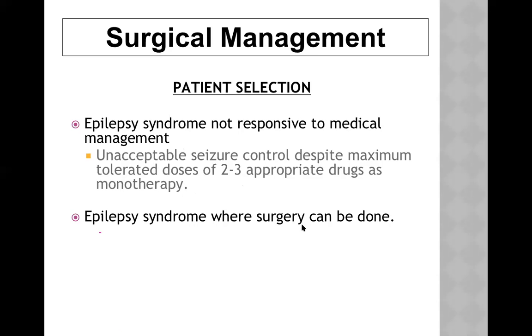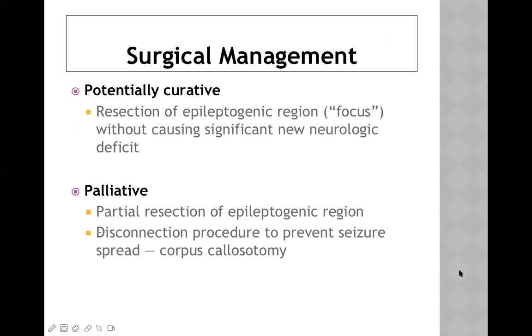Another case is some of the epilepsy syndromes where surgery can be done, like one area of the brain, where we confirm that the seizure is coming from there, we localize that area, then surgery can be done in that particular area. Now, what are the important surgeries? These are divided into potentially curative and palliative. Potentially curative means after this probably the person will be cured, there will be no more seizure, and that can be done by resecting the epileptogenic focus inside the brain.